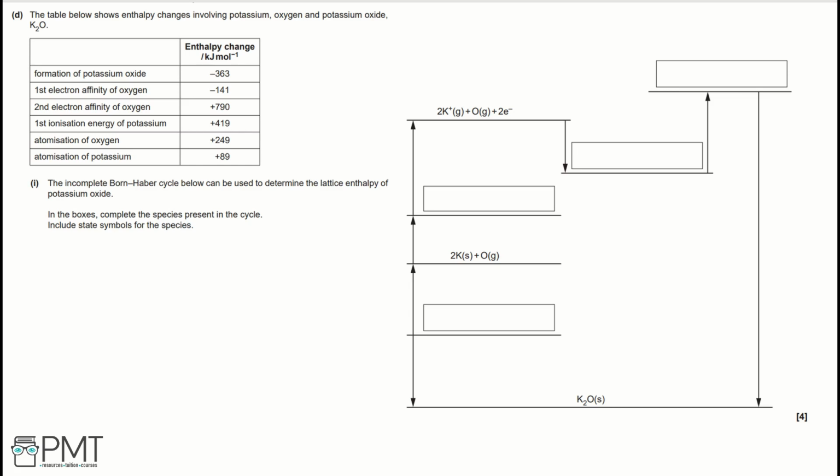For this question, we're going to start in the bottom left. And the equation we're going to write is 2K as a solid plus half O2 as a gas. So then we're going to label the arrows either side with their relative enthalpy change. So the arrow going down, this is the formation of potassium oxide, so that would be minus 363. And the arrow going up, this is the atomization of oxygen, because oxygen is going from half O2 to just an O as a gas. And then we would label this as plus 249.